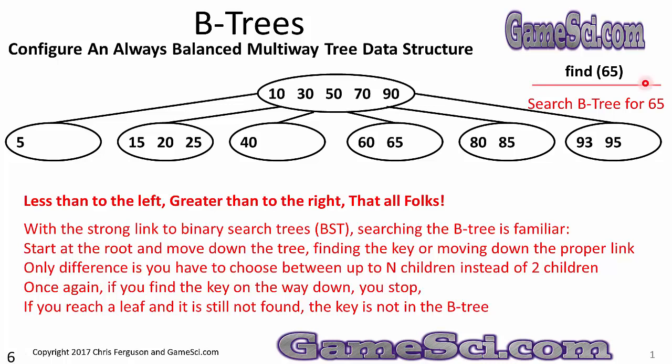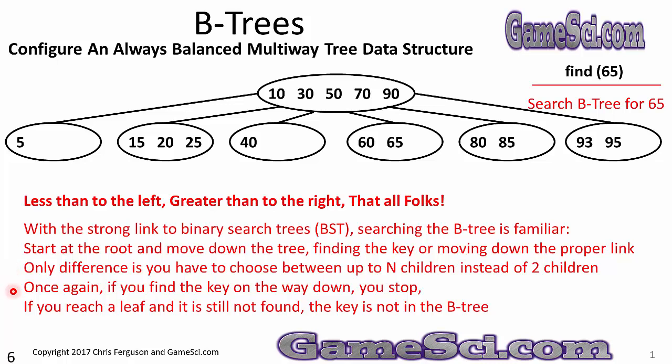Let's do a find of 65. Search the B tree structure for the value 65. Less than to the left, greater than to the right. With the strong link between binary search trees, or BST, searching the B tree is familiar. Start at the root and move down the tree, finding the key or moving down the proper link. The only difference is you have to choose between up to n children instead of 2 children.